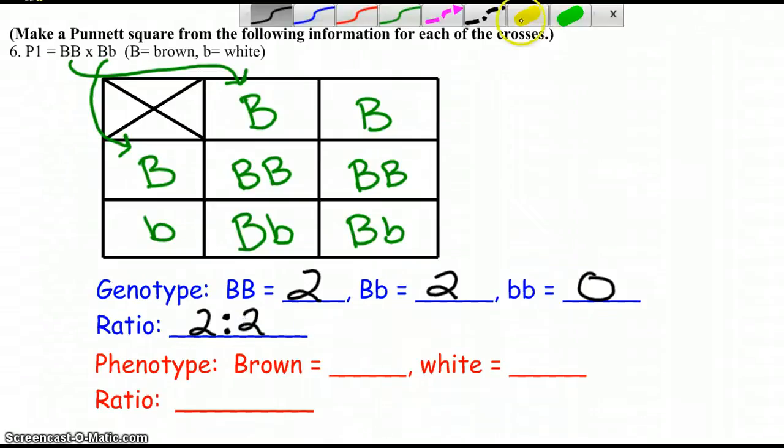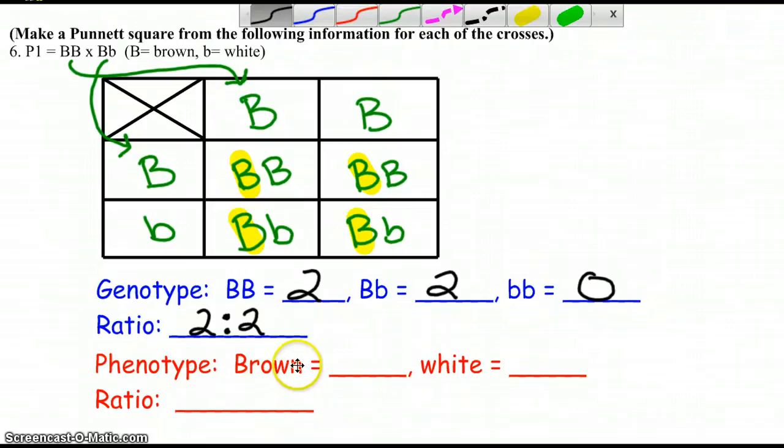Now let me switch here. I'll use a highlighter this time. Now, pheno is a physical characteristic. What do they look like? So to remember this, we're going to look at the first letter of each offspring, the trait. So I'm going to look first letter, first letter, first letter, and first letter. That's all I look at. That's what they're going to look like.